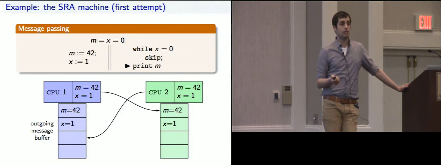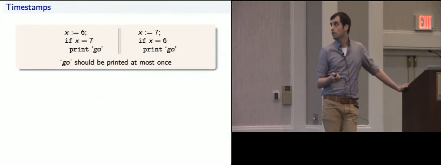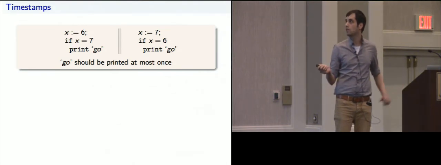Now this, it's still too simple to be sound for SRA, strong release acquire. We need a bit more. So consider this example. This thread sets X to 6, the other one to 7. This one checks if X is 7 and prints go. This one checks if X is 6 and prints go. Release acquire semantics, and of course our stronger release acquire semantics, ensure that go cannot be printed twice. It is not possible that this is 7 and this is 6.